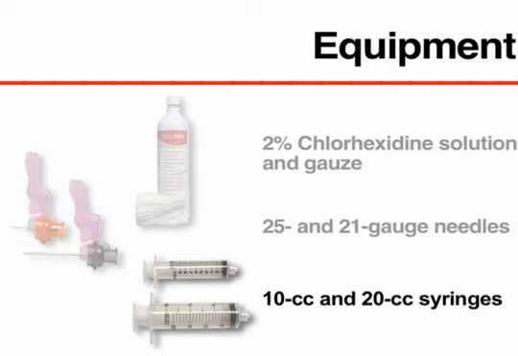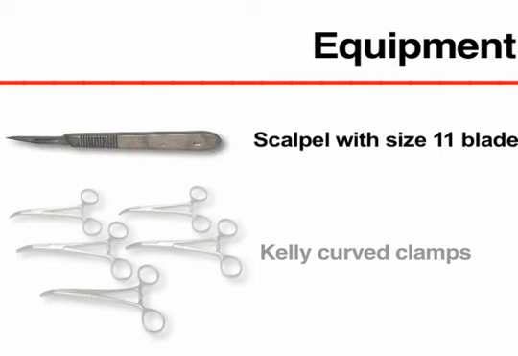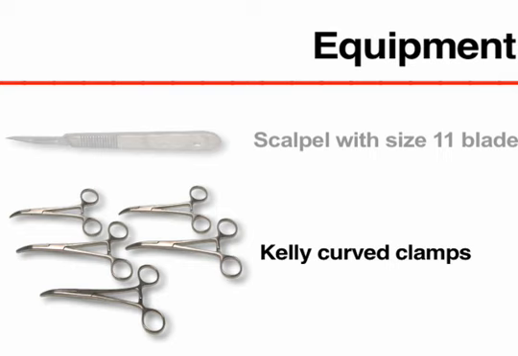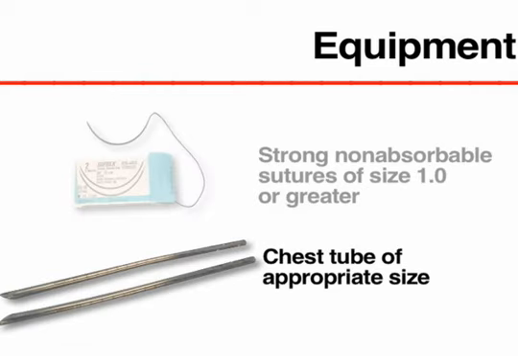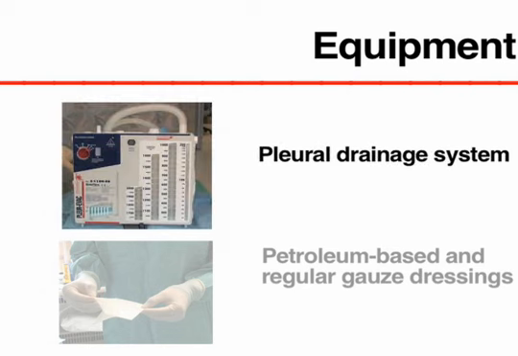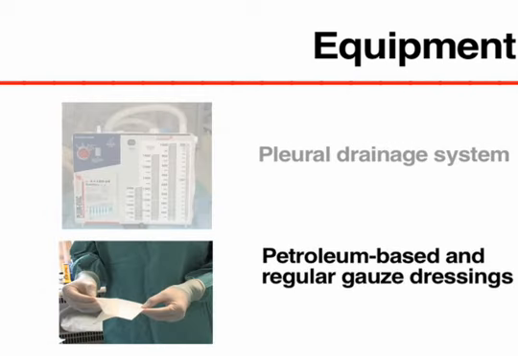cc syringes, a scalpel with size 11 blade, which should be on the chest tube tray, at least 4 or 5 dissecting instruments, such as Kelly curved clamps or artery forceps, which should also be found on the chest tube tray, non-absorbable strong sutures of size 1.0 or greater made of silk or nylon, a chest tube of appropriate size, a sterile drainage system, and dressings for the tube after insertion.